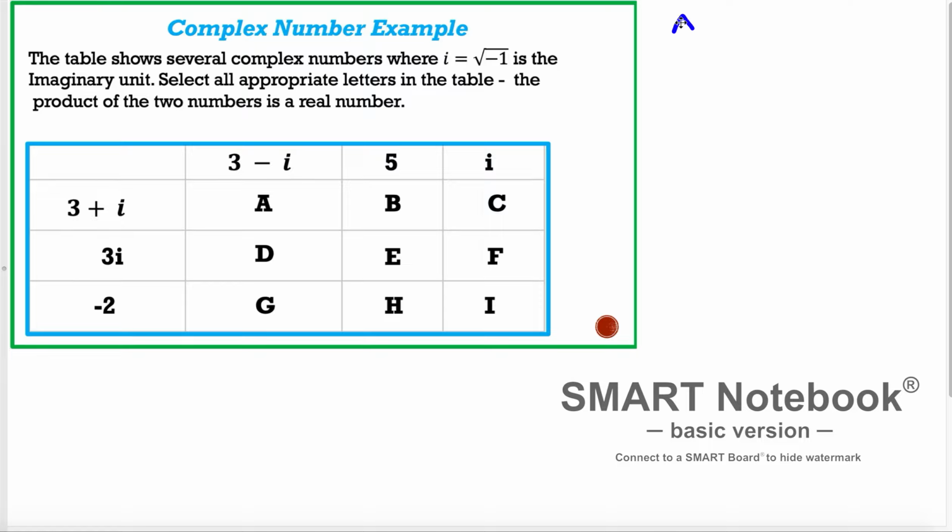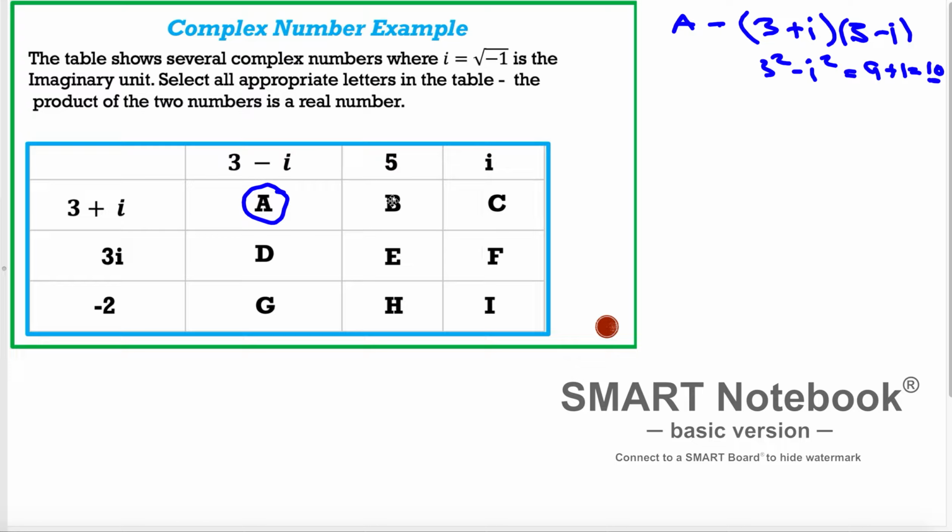So A is (3 plus i) times (3 minus i). So this happens to be 3 squared minus i squared, which is 3 squared is 9, and minus i squared is plus 1, which happens to be 10. So this is a real number. So A is a real number.